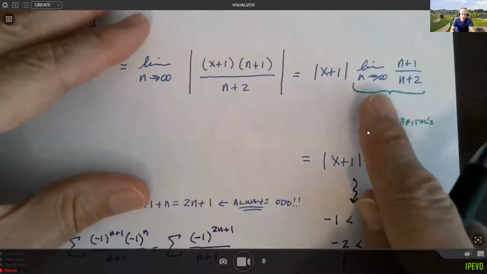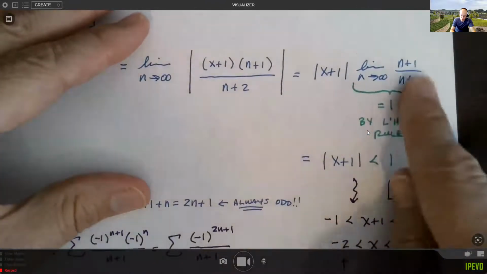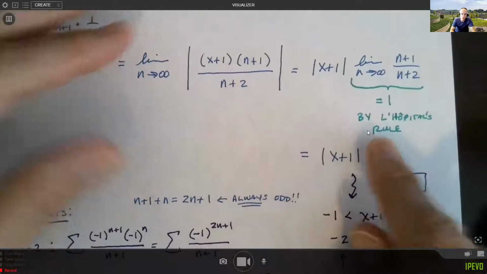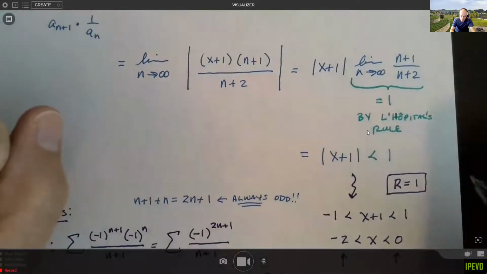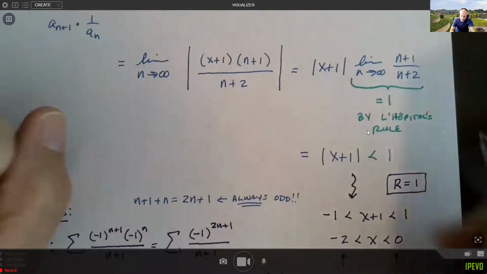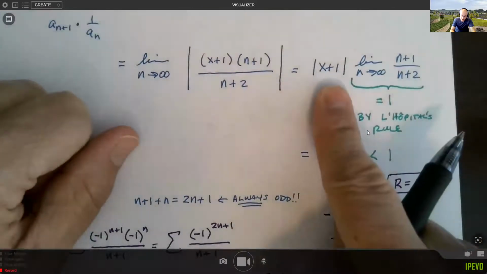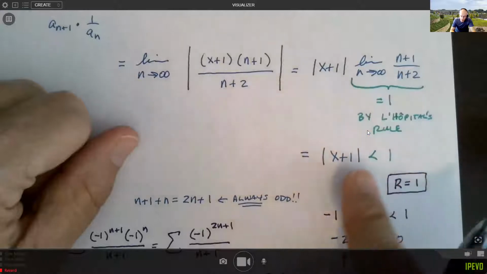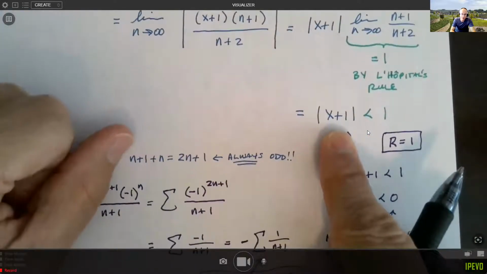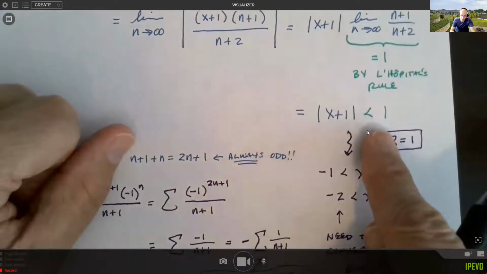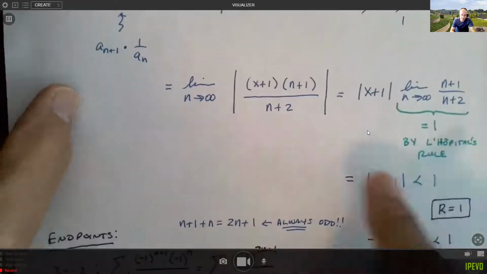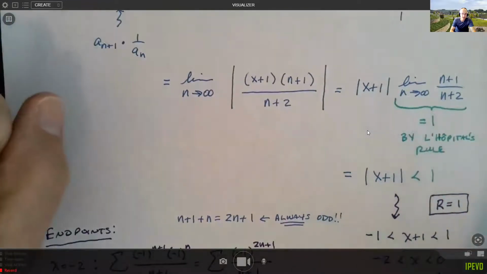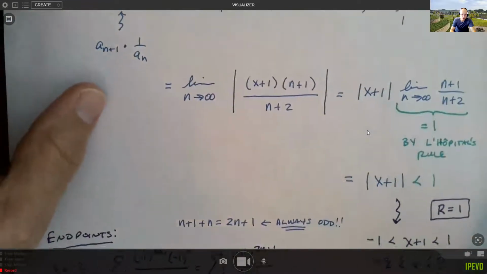I hope you see that the limit as n goes to infinity of this ratio is clearly 1. You can apply L'Hopital's rule and get that immediately. So basically, we have then the absolute value of x plus 1 times 1 is our limit. And now this must be less than 1. Why? Because we're using the ratio test. Remember, the ratio test says if this limit is less than 1, then the series will be convergent.